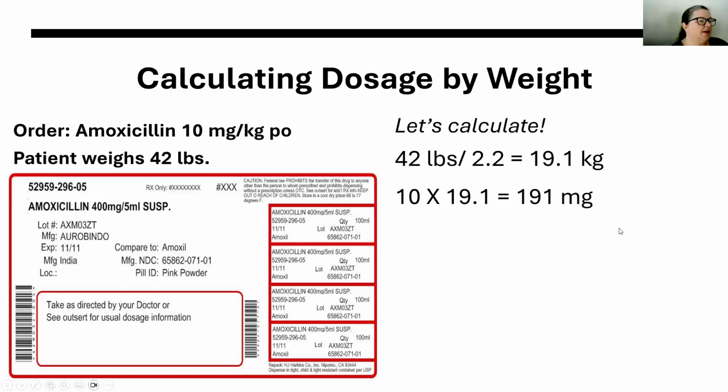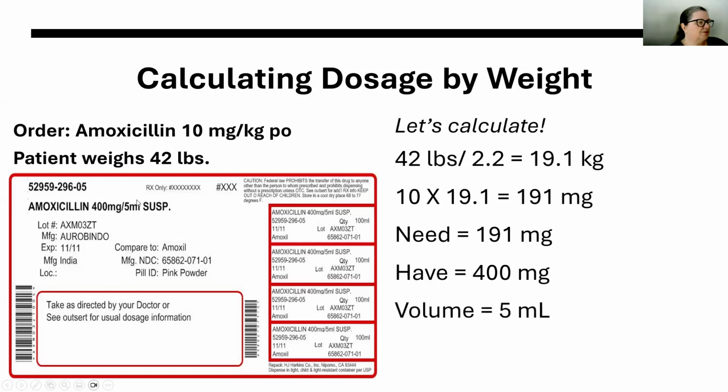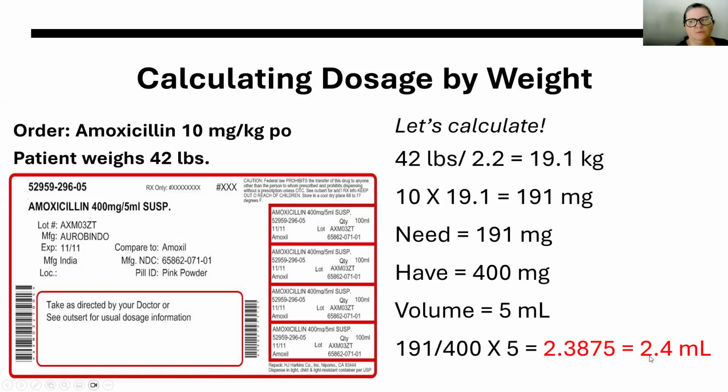So now our need is 191. Our have is, where did I find that? 400. There's our have. Our volume is 5. 191 divided by 400 times 5 gives you this number. We are just going to round it to 2.4. And here's why. This is a PO medication, so they're going to drink it. It'll come out in a little cup.